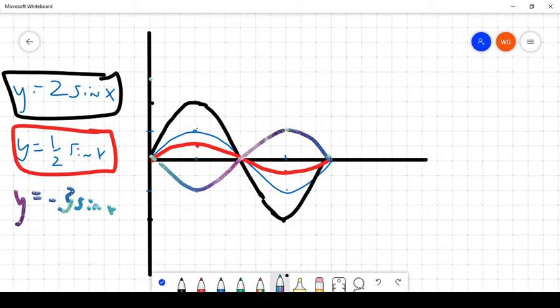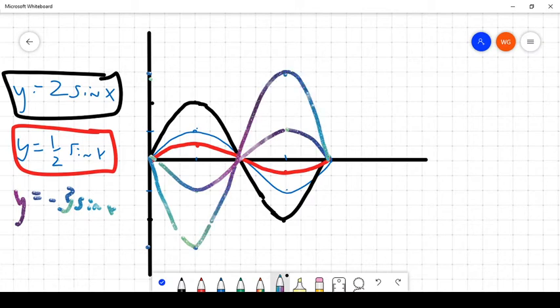But then I'm going to triple all of my key values. Okay, and so what happens is this minimum now goes down to here, this maximum now goes up to here, and I'm just going to go ahead and connect those dots, and then I'll highlight it just to emphasize it. Okay, and there you go, that's y equals -3 sine x.